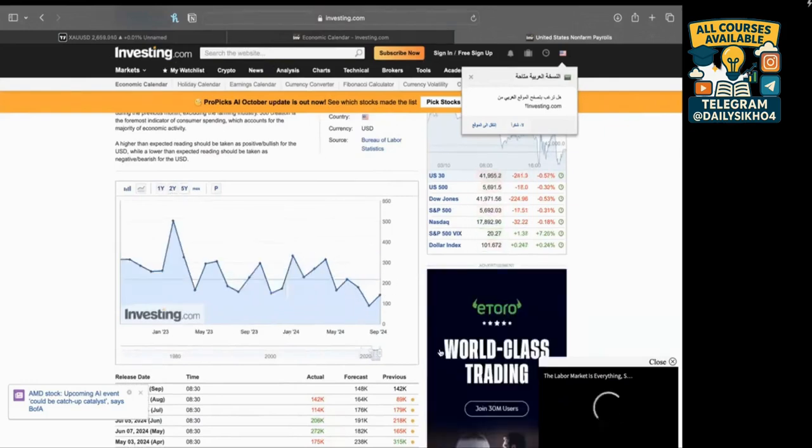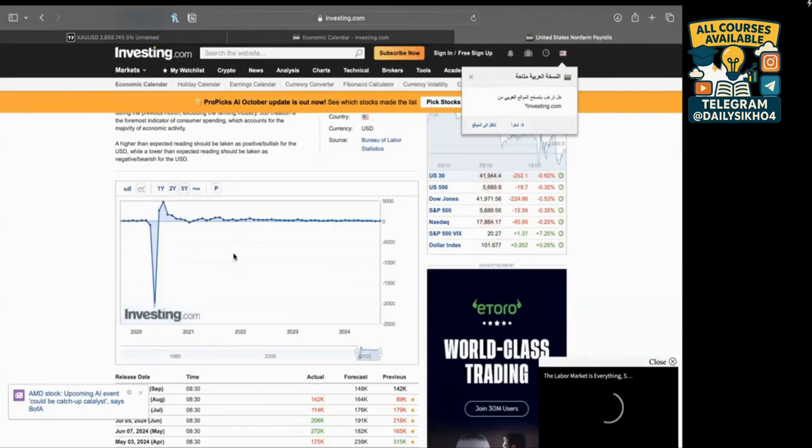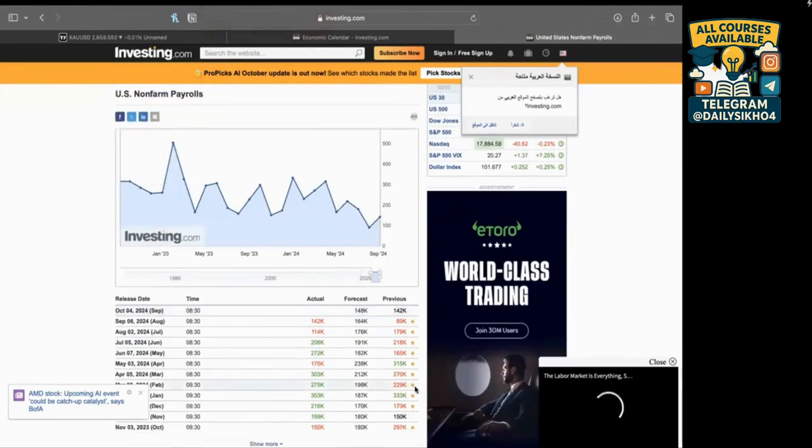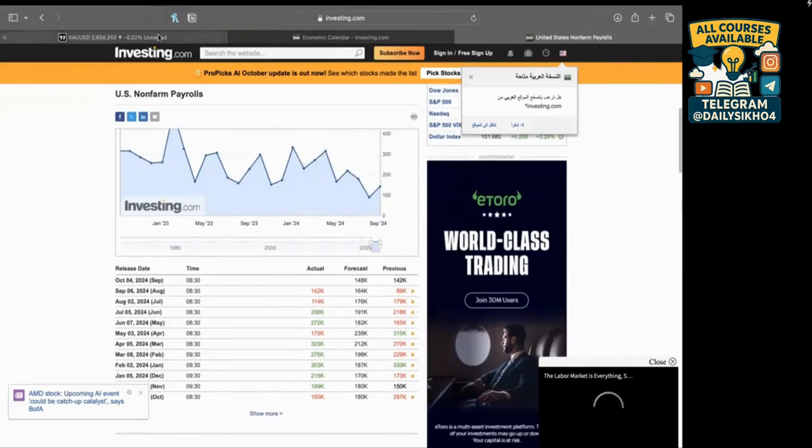If you go to the 2 year chart, of course, again downtrend. If you go to the 5 year chart, because of Covid it's a bit crazy. So this is very obvious that the NFP trend is downside. On top of that, the NFP data has retraced in the last month. So there's a very high chance that NFP data will go down this time.